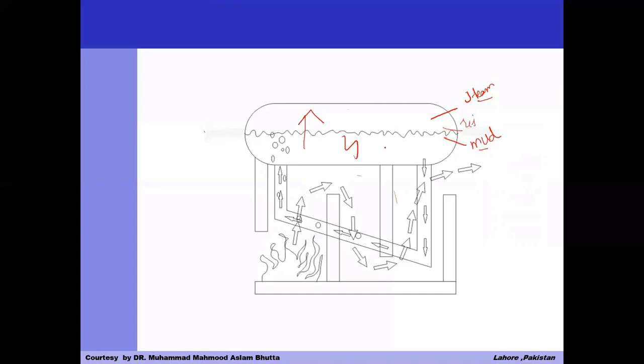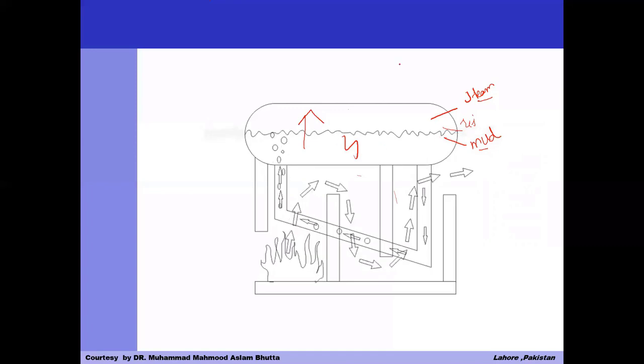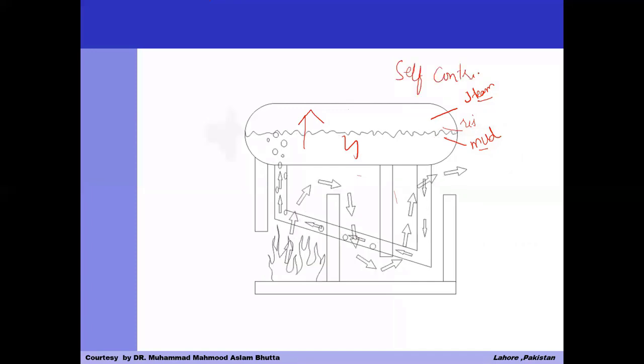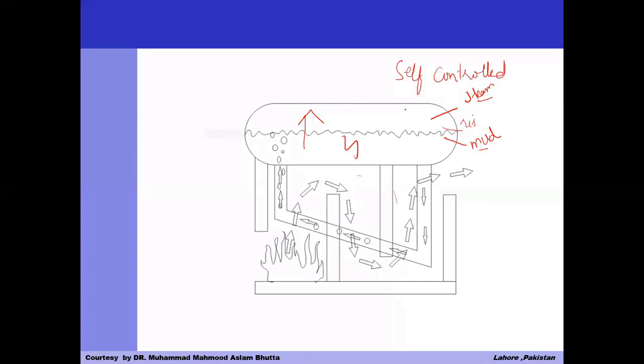In this way, the water tube boiler can control its own pressure. Now, this type of boiler is also called the self-controlled machine. So you can see the figure.